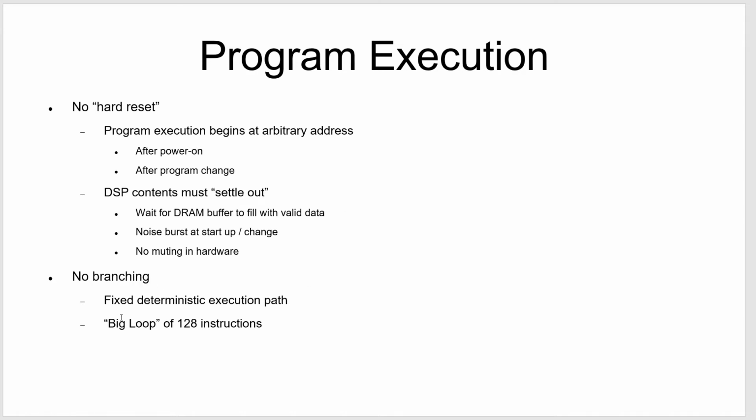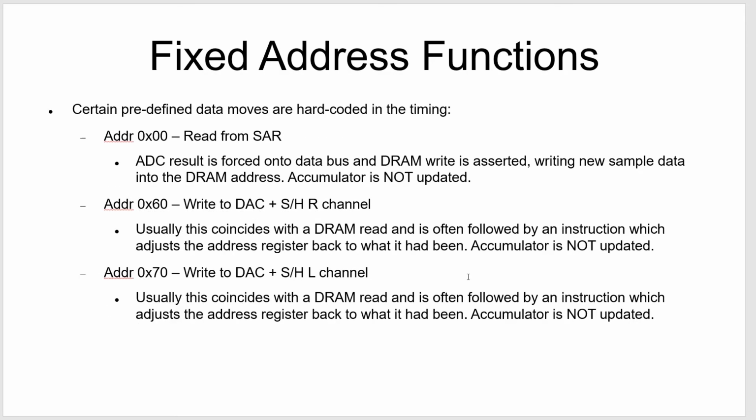There's no branching, so you have a fixed deterministic execution path from beginning to end. The hardware then rolls over itself, and it just keeps doing that forever until you change the program. The one thing that's kind of unusual about this DSP is how it does memory addressing and address decoding. Instead of having some fixed ports to read and write things, they're memory mapped inside of the program memory. So there's not a separate map for program memory and IO memory. It's all in program memory.